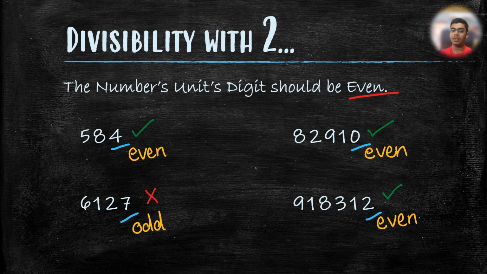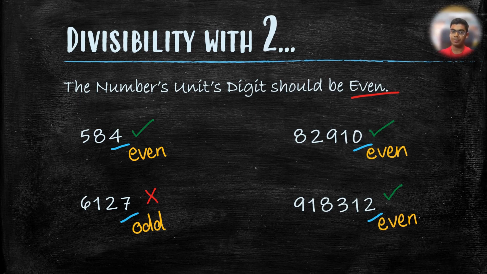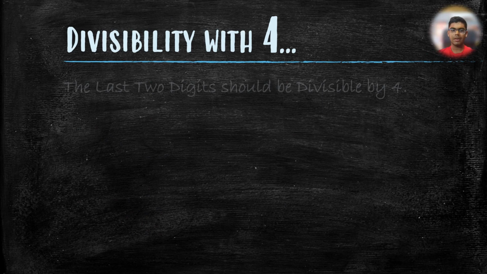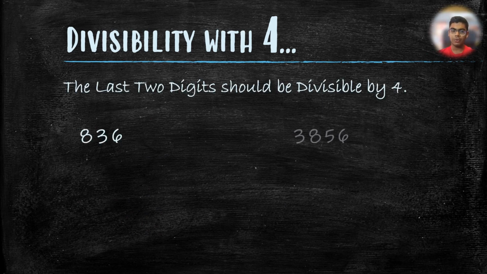Let's learn about the divisibility with 4. For a number to be divisible by 4, the last two digits should be divisible by 4. In our first example, 836, the last two digits are 3 and 6. 36 divided by 4 gives us 9, which is an integer. So 36 is divisible by 4. Hence, 836 is also divisible by 4.